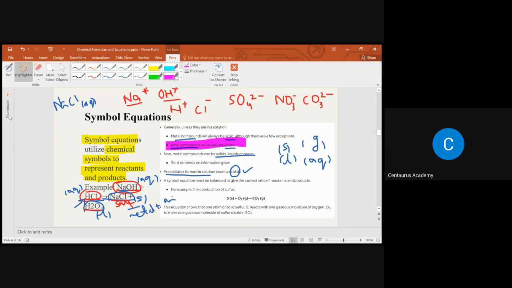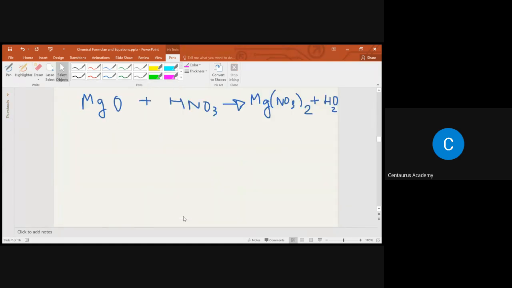This is an insoluble base. Here, it is solid magnesium oxide, which is going to react with dilute nitric acid. Dilute nitric acid means that it is diluted in water. So this has to be aqueous. Yes, very good. Then magnesium nitrate.